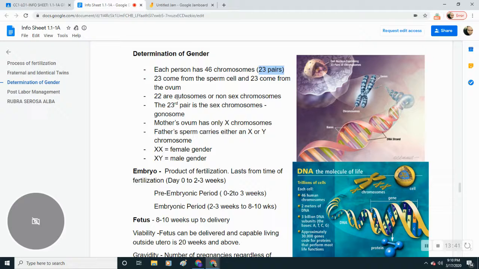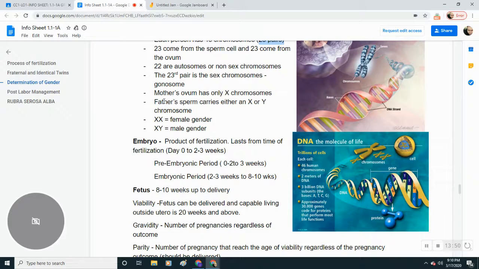Okay? 22 are autosomes or non-sex chromosomes. The 23rd pair is the sex chromosome. So, ibig sabihin, yung pang-23rd, ito yung nag-signify ng male or female sex ng bata. Okay? The mother's ovum has only X chromosomes. But the father's sperm carries X and Y chromosomes.